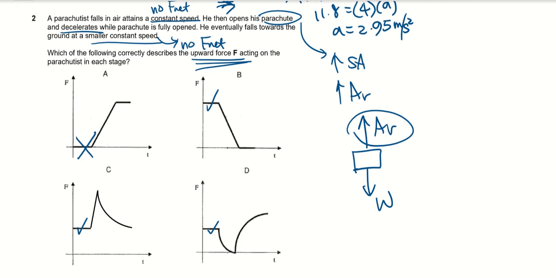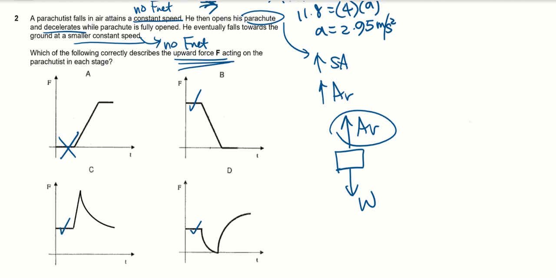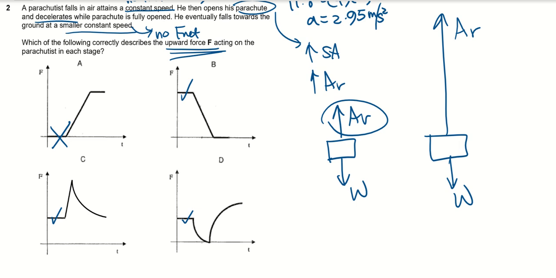Okay, and that is the first stage. Next, he then decelerates when the parachute is fully open. How did he decelerate? By increasing the surface area. Alright, that means the air resistance, which is the upward force, must be higher than before, and that will mean it is C. Okay, because this is incorrect, this is incorrect.